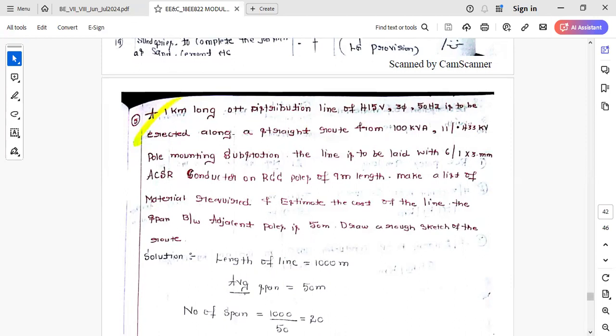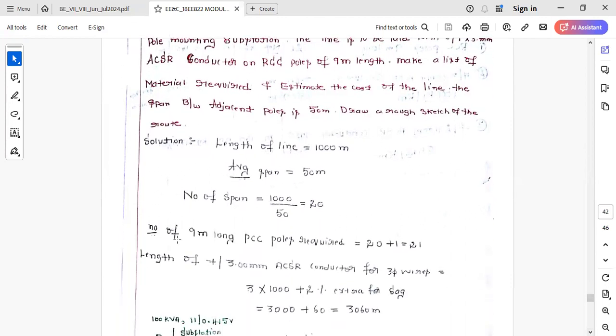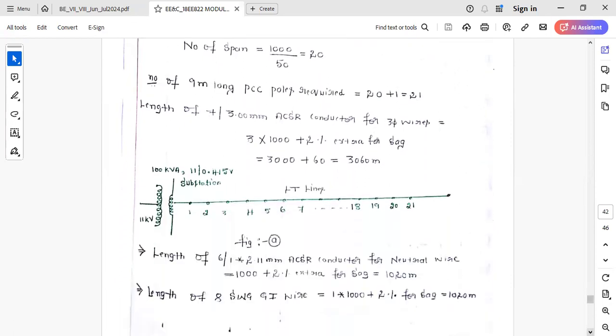Length of the line, how much is given? 1 kilometer, so 1000. Average span 50 is given. 1000 divided by 50 gives the number of spans, 20. Number of 9 meter long RCC poles required: 20 plus 1 extra per end, total 21. Length of the ACSR conductor for 3 phase wire, how much is needed? 3 into 1000 plus 2% extra, we are going to get 3060. Total how many poles do we have? We have 21 poles. Showing 1 to 21 like this is enough.